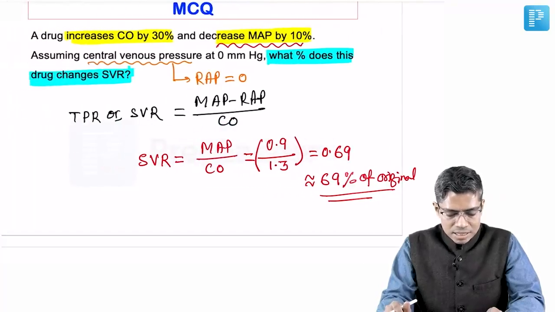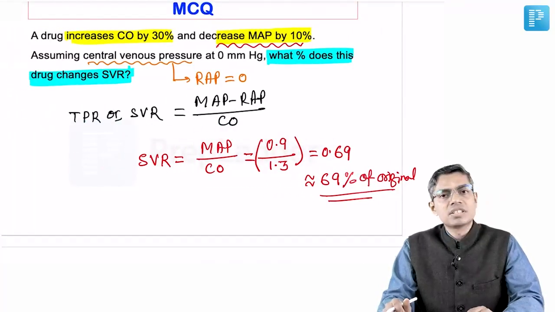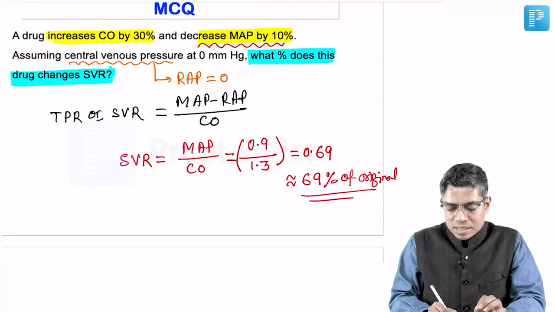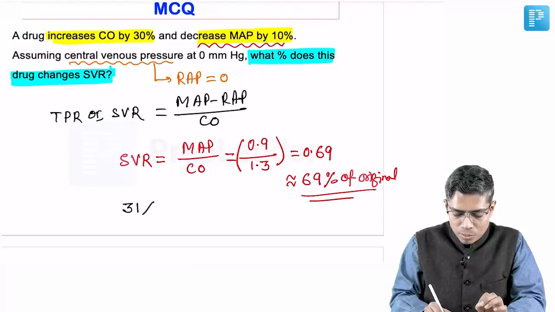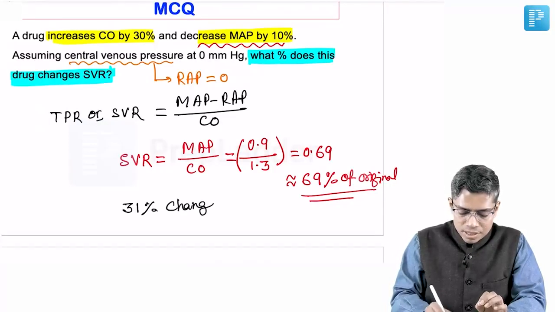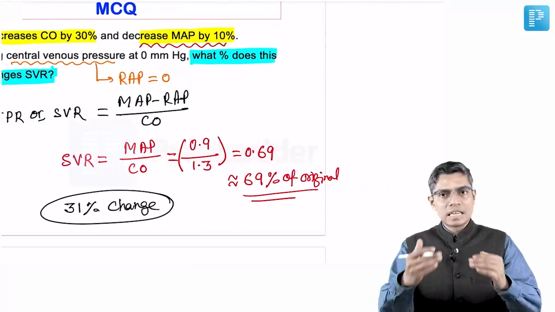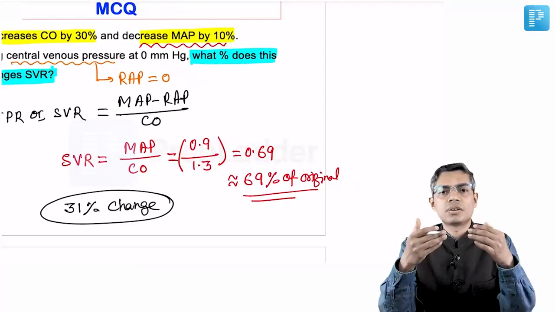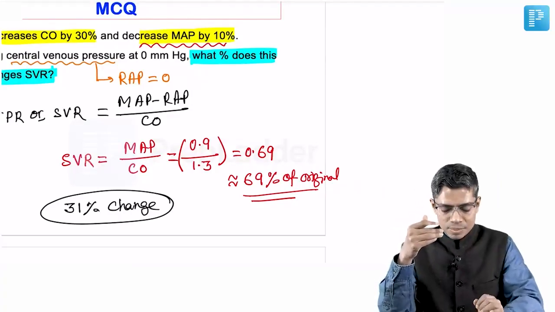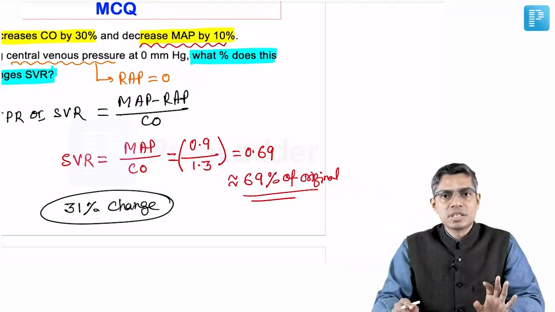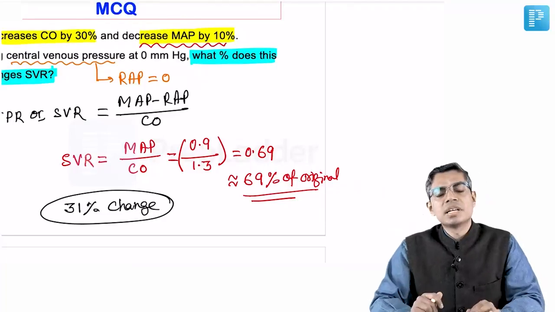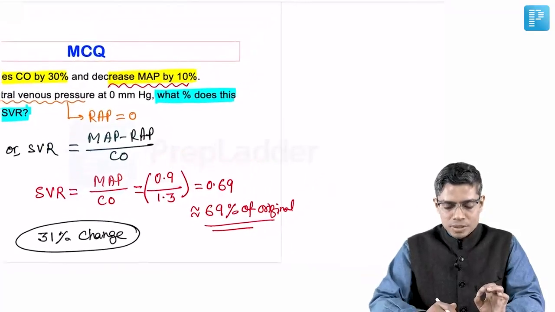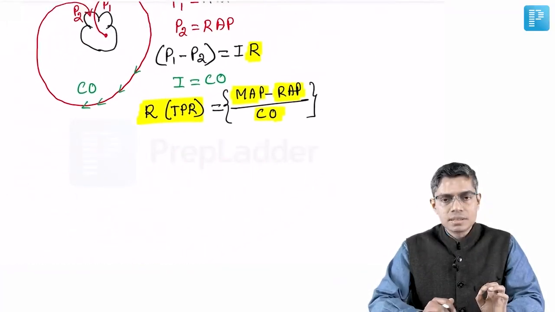So what percentage does this drug change the systemic vascular resistance? How much percentage change occurs? So 100% minus this 69%, that means a 31% change of vascular resistance has occurred here. Okay, so the SVR has reduced to 69%. They are asking how much percentage of change has occurred. So from 100 to 69%, that means 100 minus 69, a 31% change of SVR has occurred by this drug, right? So this way you can get an applied question based on this simple formula, how to calculate the systemic vascular resistance.